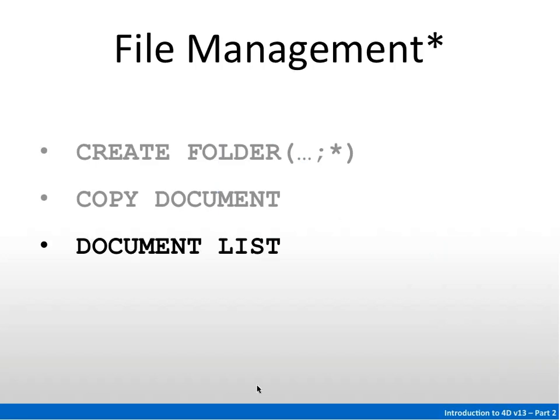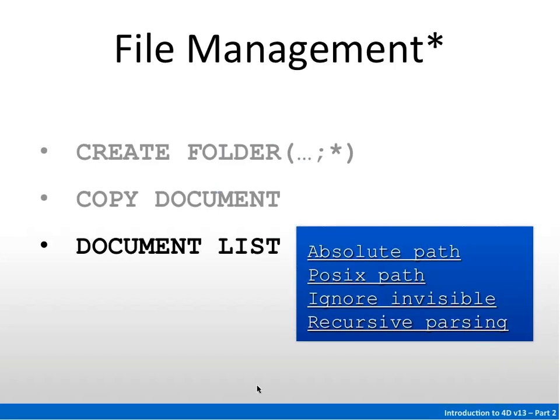The document list command has several new options. You can, for example, get the absolute paths of every file returned by document list. That would be the system paths there. You can also get the POSIX paths if you want. You can ignore invisible files. And the last one there is really cool. You can do recursive parsing. In other words, you can call document list on a folder, and it will give you the paths to all of the files and all of the subfolders as well.